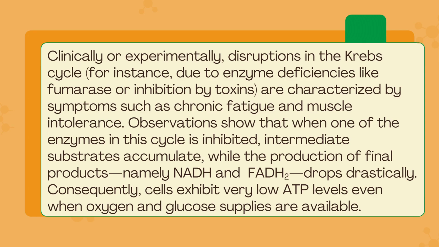Clinically or experimentally, disruption in the Krebs cycle, for instance, due to enzyme deficiencies like fumarase or inhibition by toxins, is characterized by symptoms such as chronic fatigue and muscle intolerance. Observations show that when one of the enzymes in the cycle is inhibited, intermediate substrates accumulate, while the production of final products, namely NADH and FADH2, drops drastically. Consequently, cells exhibit very low ATP levels even when oxygen and glucose supplies are available.